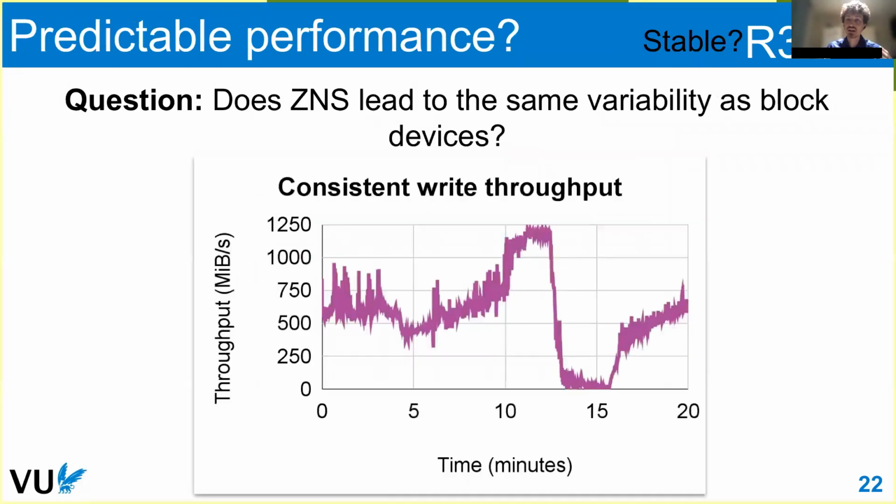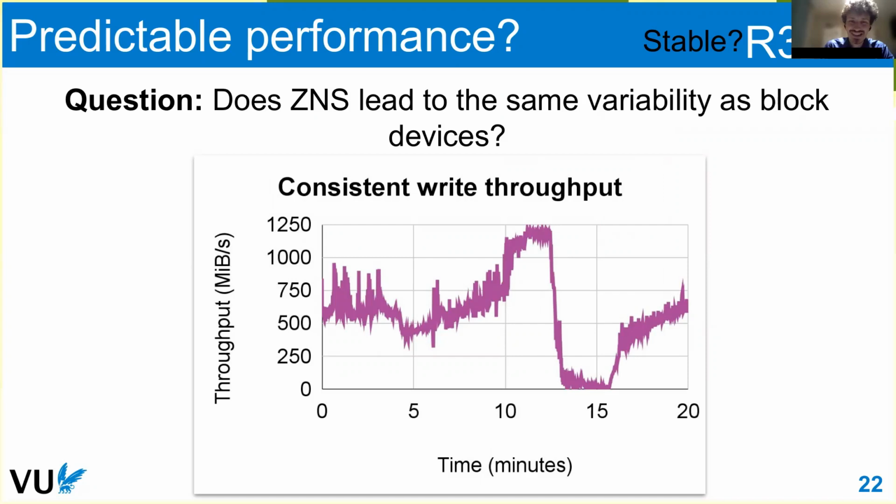The next result is the one that I really want you to pay attention to. If there's one result that I want you to remember from this presentation, it's this one. This is the one to keep. It is: does ZNS lead to the same performance variability as the block interface did for flash systems? In other words, do we get the same wobbly line as we have here, all up and down?